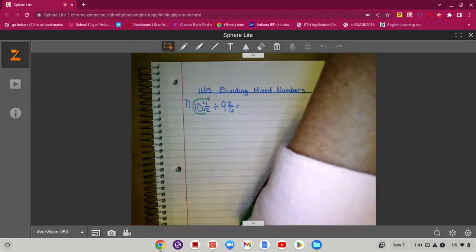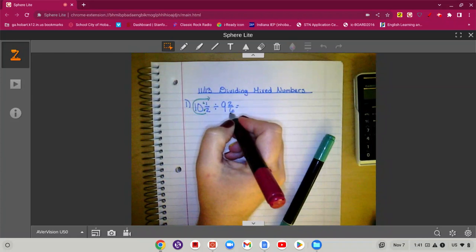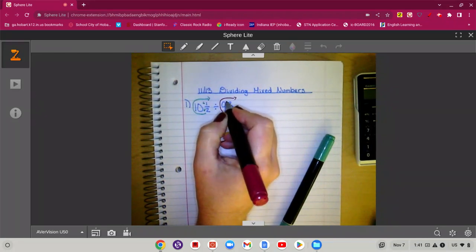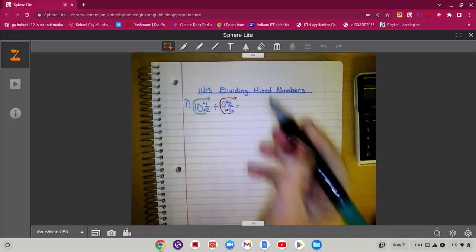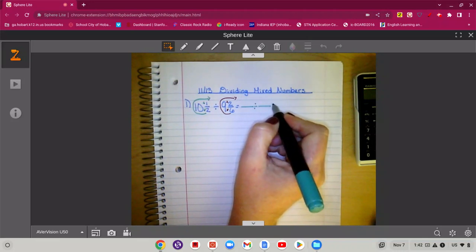Okay? Then you're going to do the same thing with the second one. Starting with your denominator, you're going to multiply and add. Okay, so we're going to end up with 2 new fractions. We'll have one being divided by another.